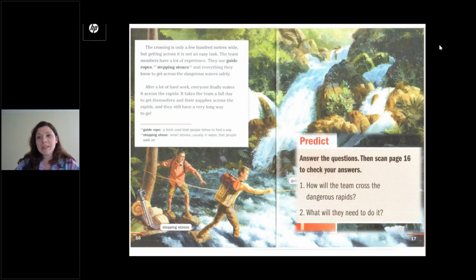So, according to the text, we can see that the people used the rope, and in this way they crossed the river.